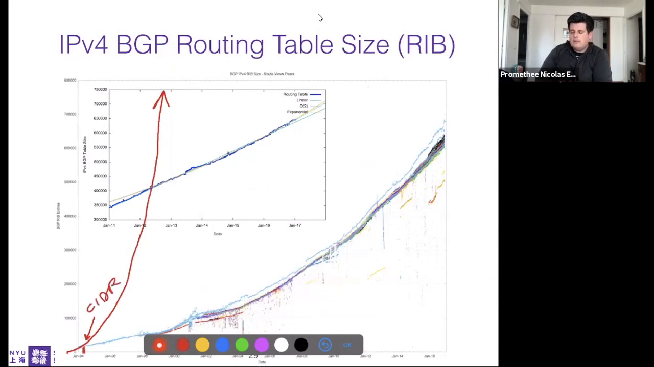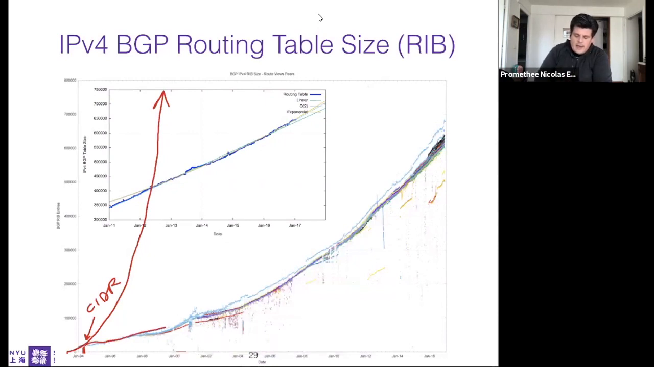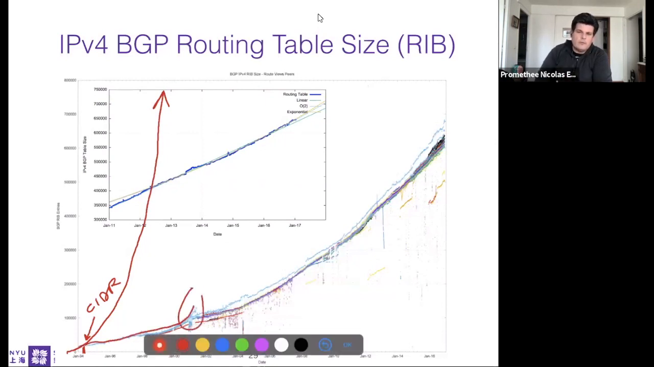And as you may see, ever since, at the beginning it was flat. Then in 2000, you remember, all the startups were going big and everybody wanted to get on the internet for business. Then we had the bubble, and a lot of those startups crashed. They lost business, so they released the IPs, saying they didn't need the IPs anymore. So the table gets smaller.